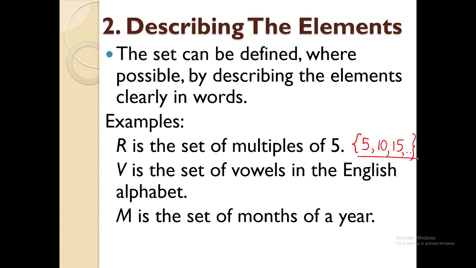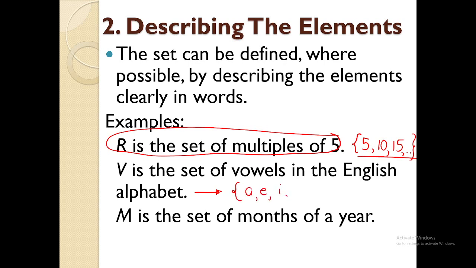This one is the listing, and this one is the description of the elements. If I'm going to write this using roster, what are the vowels? A, E, I, O, and U. And this one is describing the elements. Same thing with M, a set of months of a year.